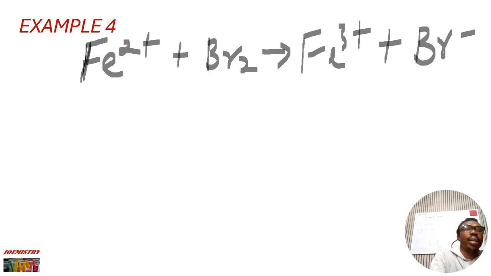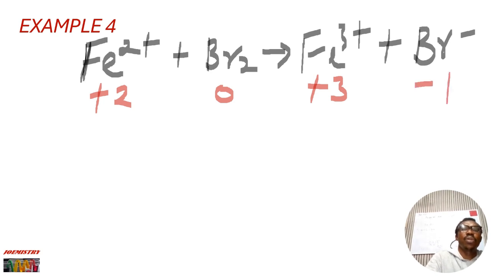Oxidation number of iron here is plus 2. Oxidation number here is 0. Oxidation number here is plus 3. Oxidation number here is minus 1. So you've written down the oxidation number of each element or ion that is present.